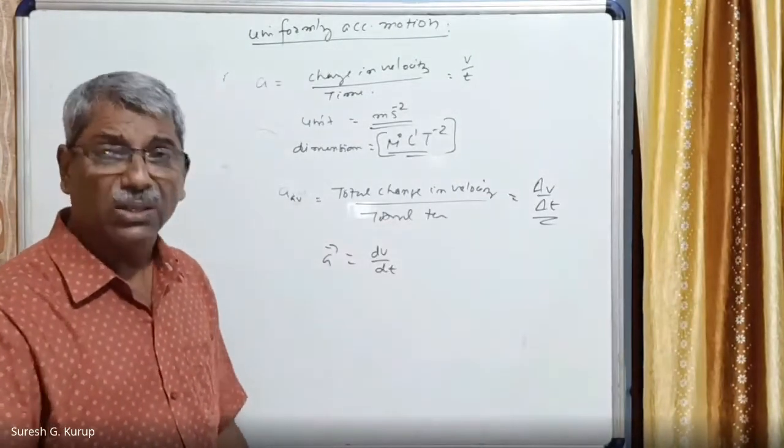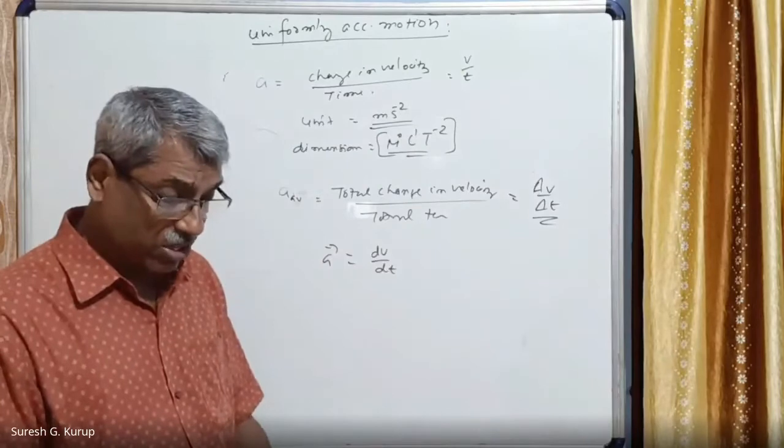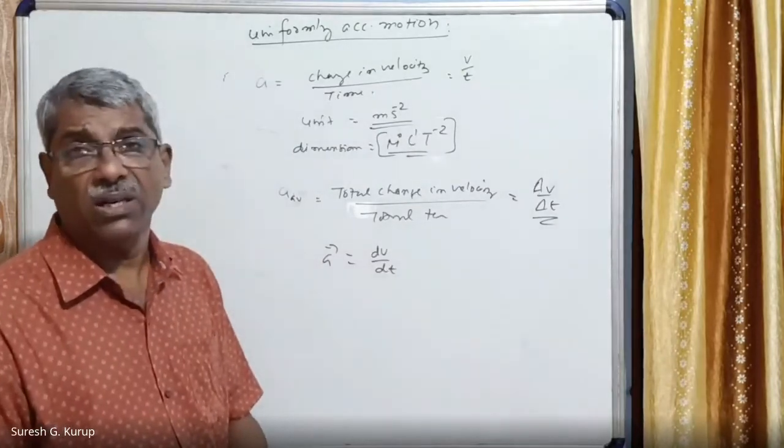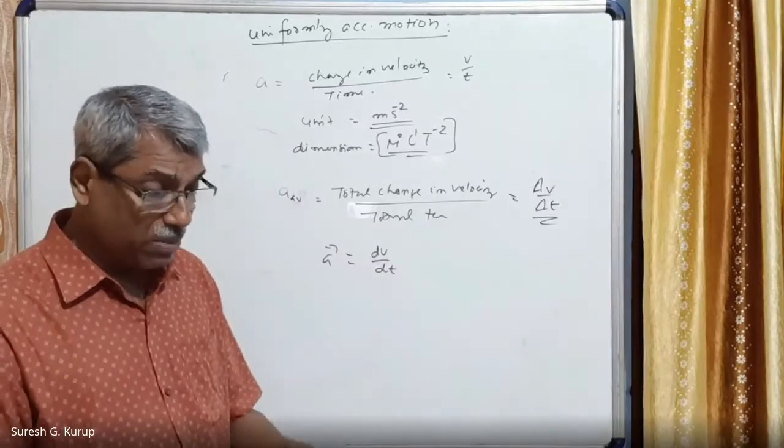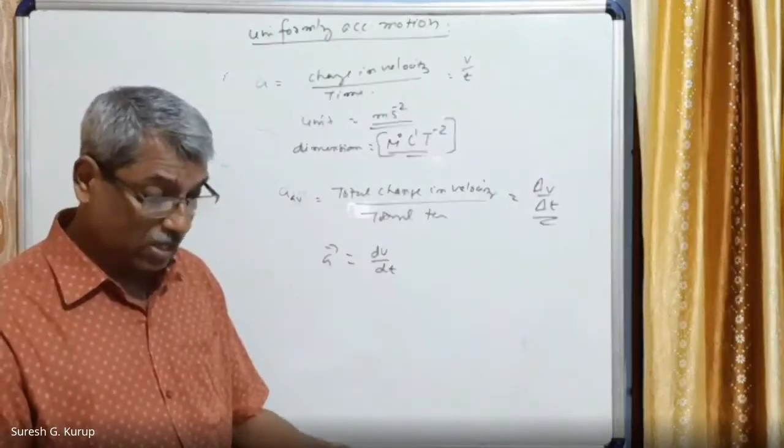So these are the things about instantaneous acceleration and average acceleration, etc. The unit of acceleration is meter per second square in the SI system. I mentioned only the SI system, that's all, right?